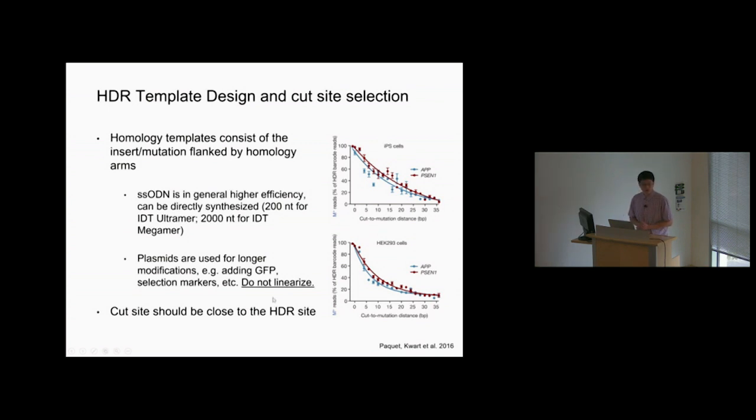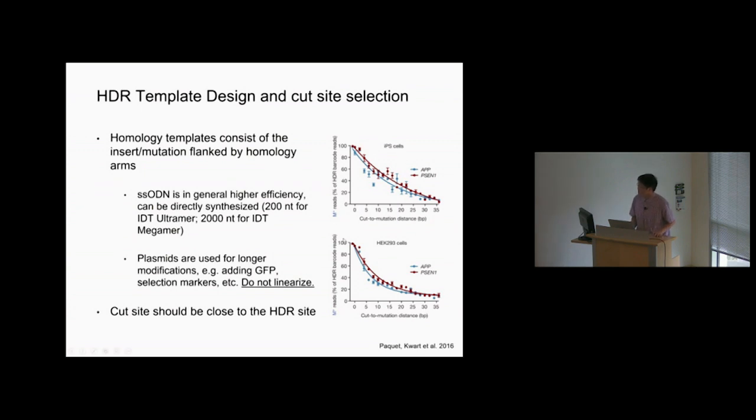For longer knock-ins, such as adding a selectable marker, plasmids are a great way to do it, such as by adding a GFP. In terms of the distance to the cut site, I think for high efficiency editing, the closer the better. So here, there's a paper that profiled how the editing efficiency of HR drops off with the distance to the cut site, and it's a pretty steep drop off. After you get to about 20 to 30 base pairs, it really declines from having it right there. So if it's possible to put it right at the cut site, that would be the best.